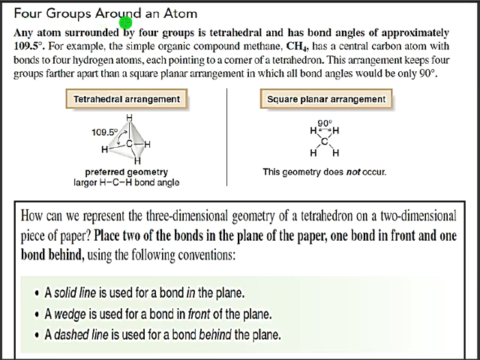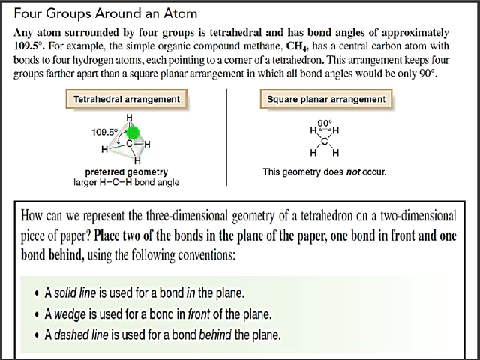Now for 4 groups around an atom. If we have an atom like this carbon surrounded by 4 groups, 4 atoms or maybe atoms with an n shape of electrons, that means the geometry will be tetrahedral. Tetrahedral means three trigonal at the bottom. Look, this will be trigonal, 2 and 3, and 1 on the down.